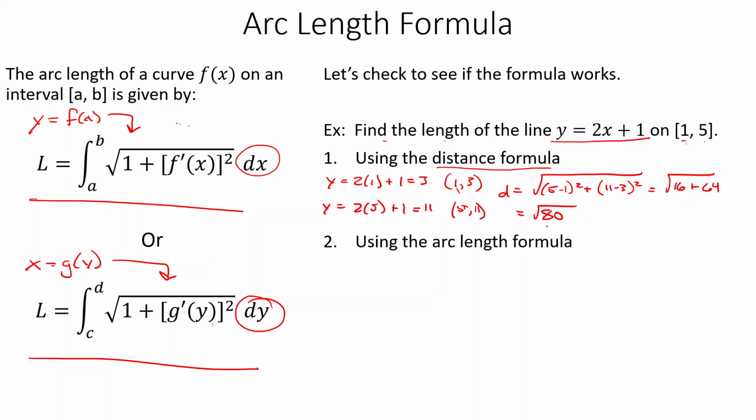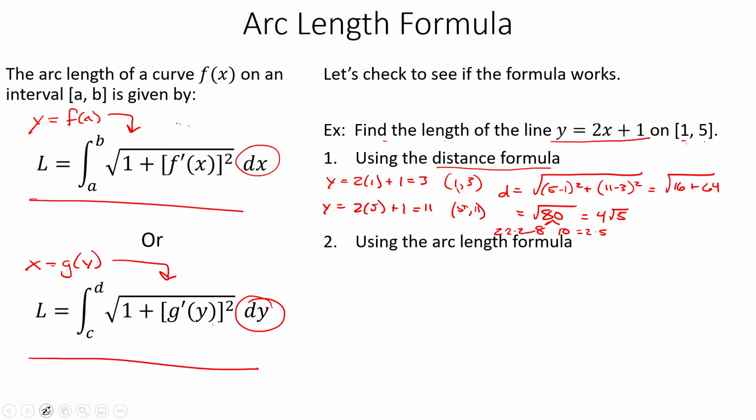And let's see, 80 is 8 times 10. And that's 2 times 2, or 2 times 2, and this is 2 times 5. So we get two pairs of 2's that can come out as a 4. We get 4 root 5.